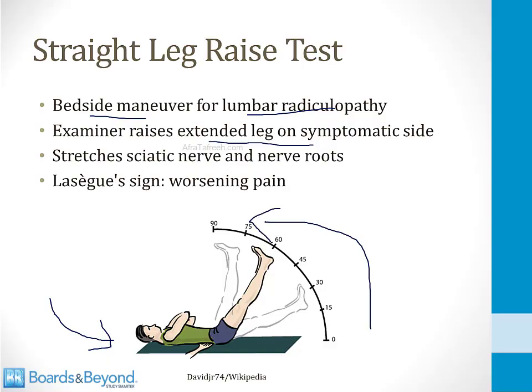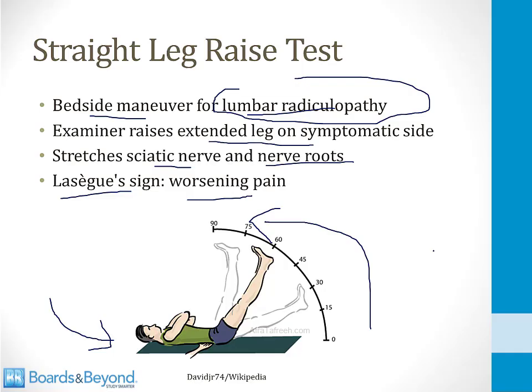What this does is stretch the sciatic nerve and also the nerve roots, and if the patient has a lumbar radiculopathy, this will lead to worsening pain on the affected side. This is called Lasegue's sign. The straight leg test is a very commonly performed test when you're working up a patient for back or leg pain and you suspect a lumbar radiculopathy. And that concludes our video on lumbar radiculopathy.